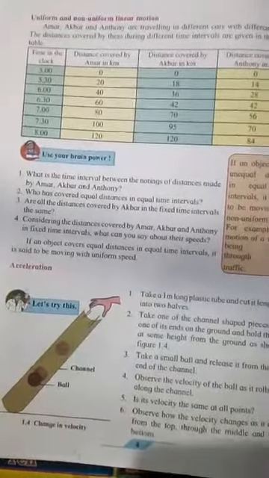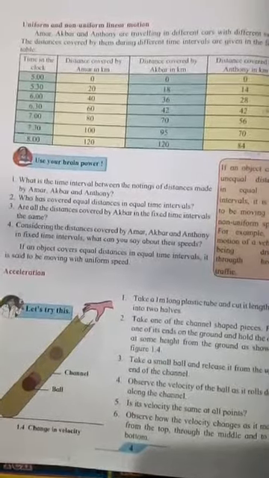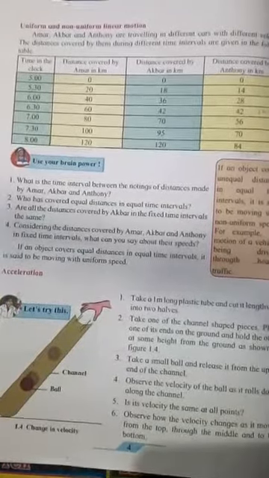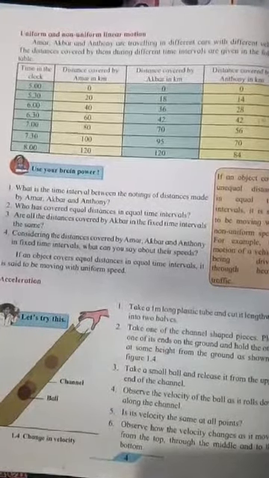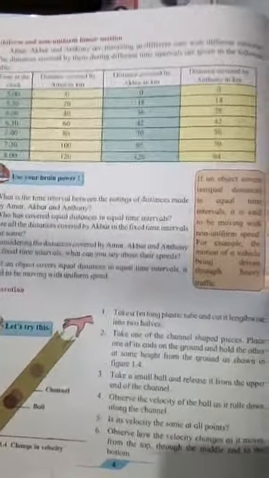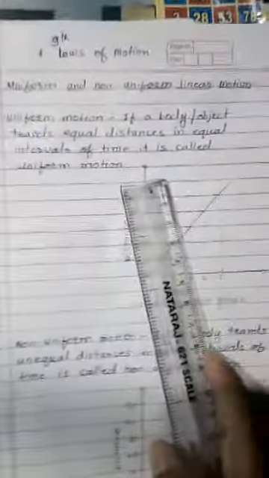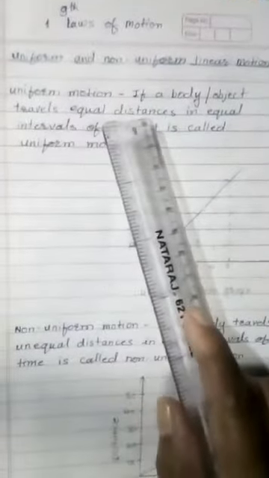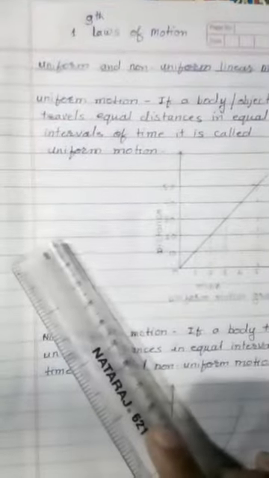Hello students, today we are going to learn uniform and non-uniform linear motion. Before starting this topic, first we understand what is uniform motion and what is non-uniform motion. See here, uniform motion means if a body or object travels equal distances in equal intervals of time, it is called uniform motion.